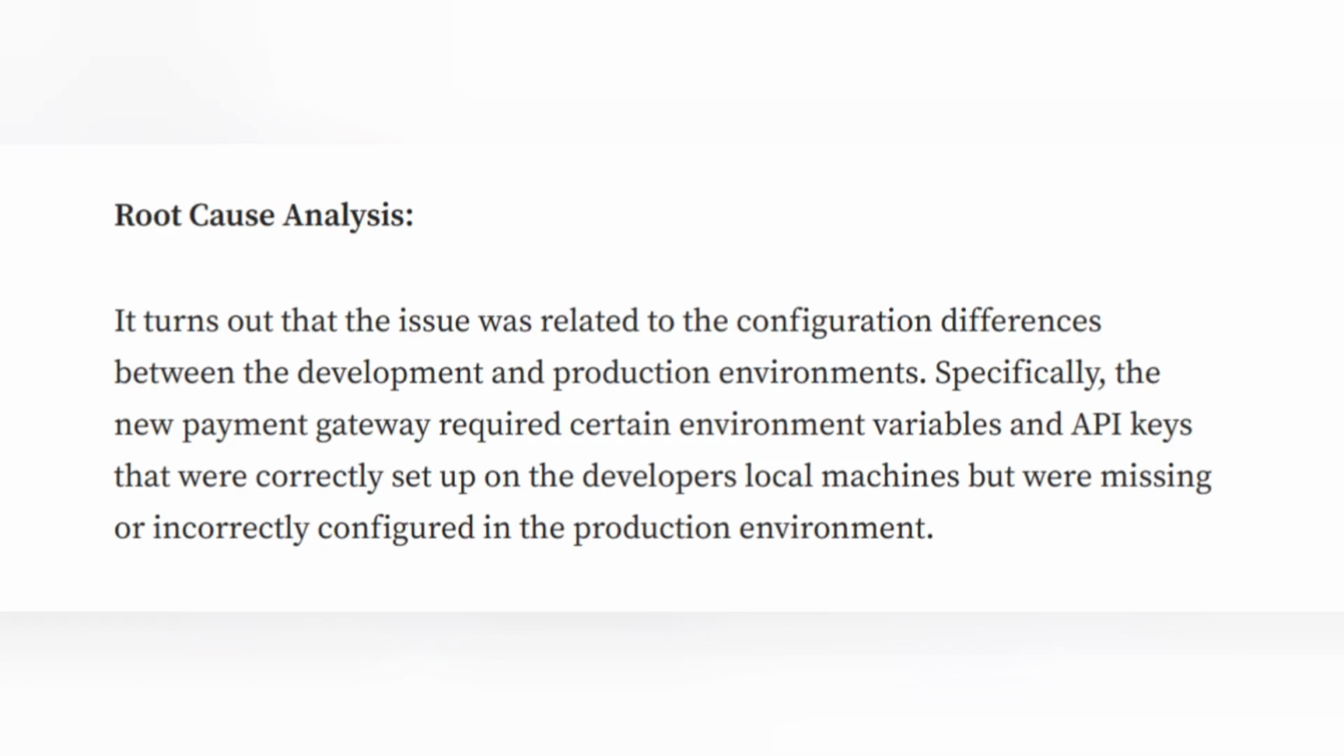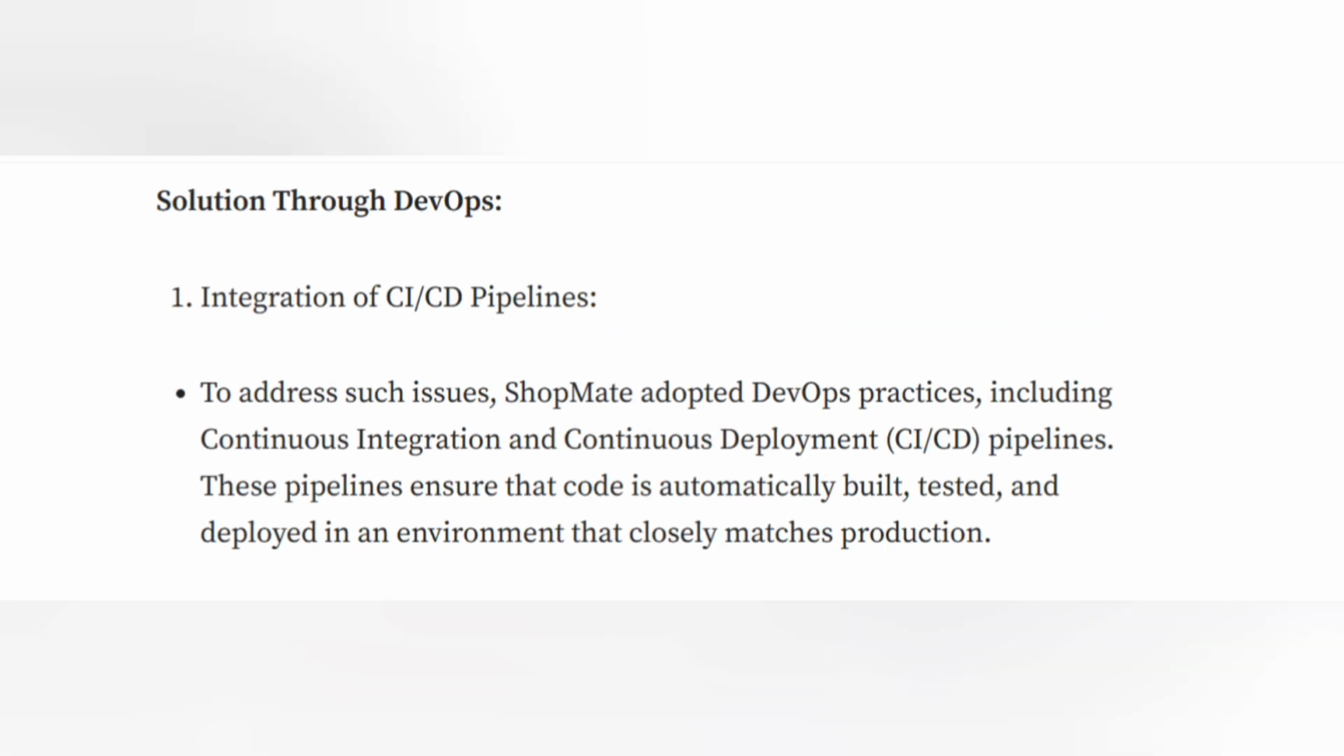It turns out that the issue was related to configuration differences between the development and the production environment. When the developers developed the application, they tested it on the local machines where the required configurations were set up correctly, but they did not account for the differences in the production environment. Specifically, the new payment gateway required certain environment variables and API keys that were correctly set up on the developer's local machines but were missing or incorrectly configured in the production environment, for which the application did not work on the production environment. Now this issue could be solved using DevOps.